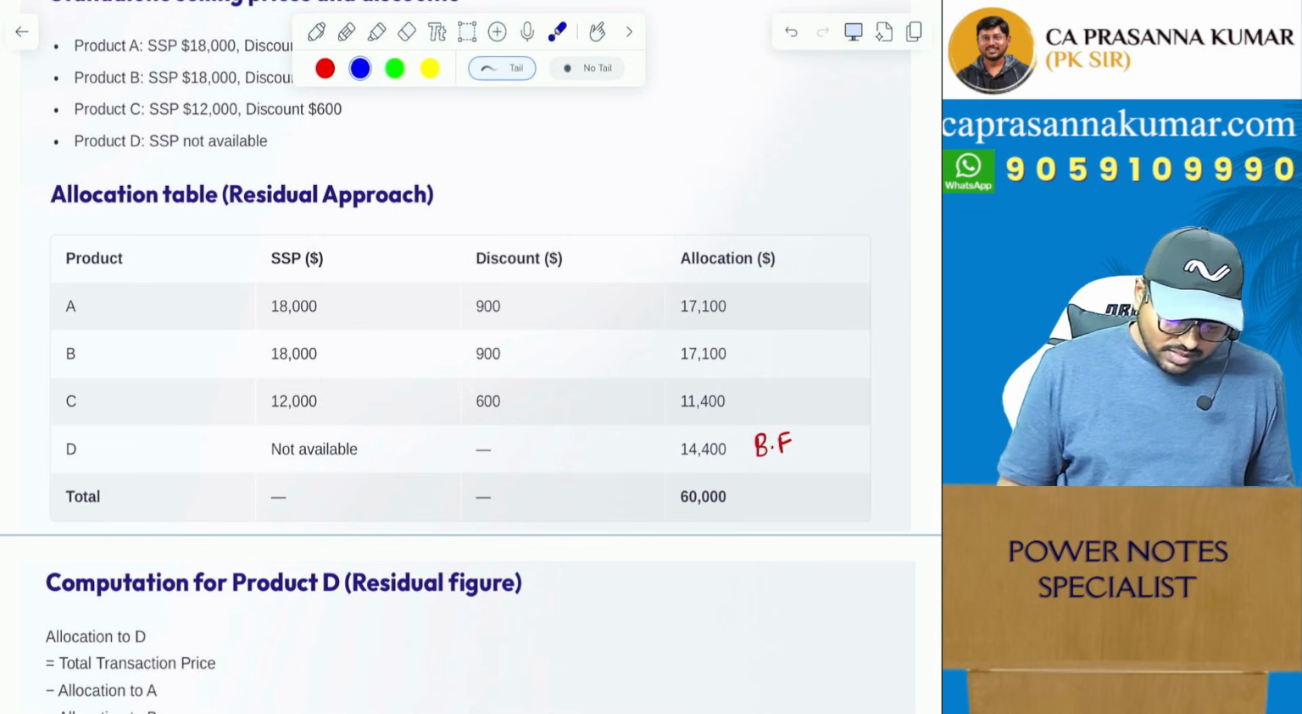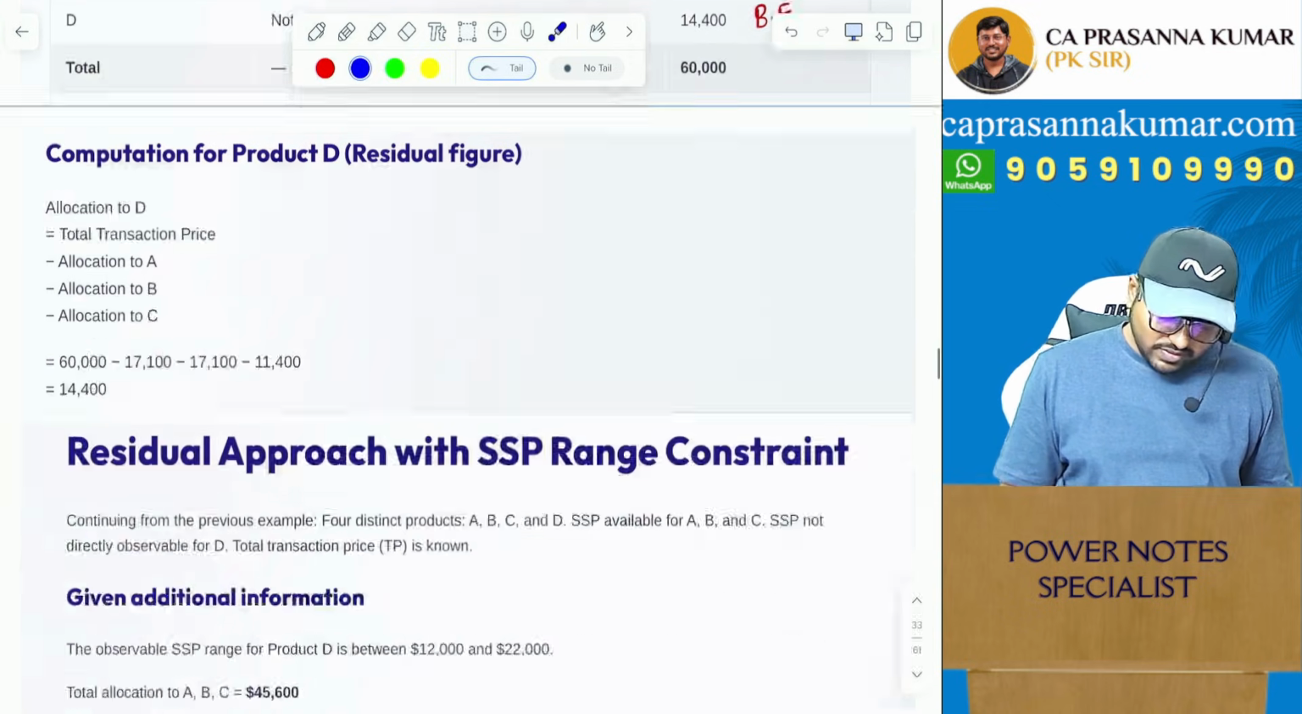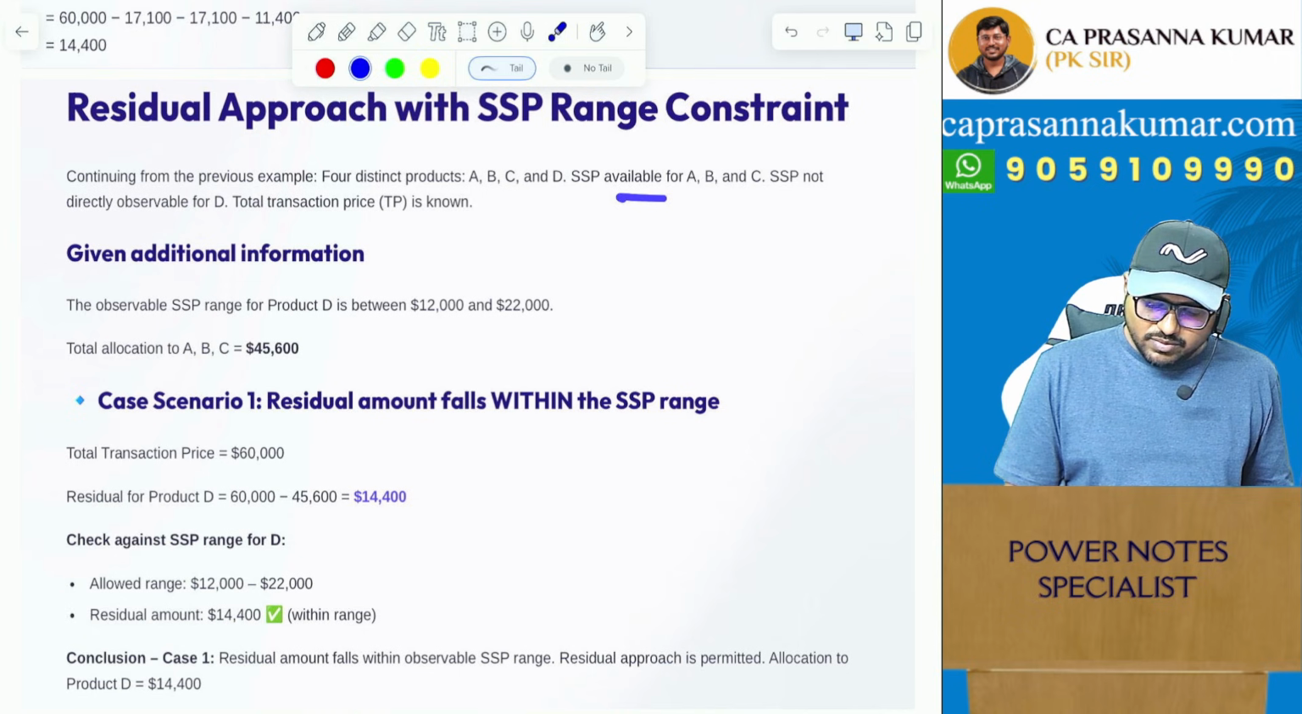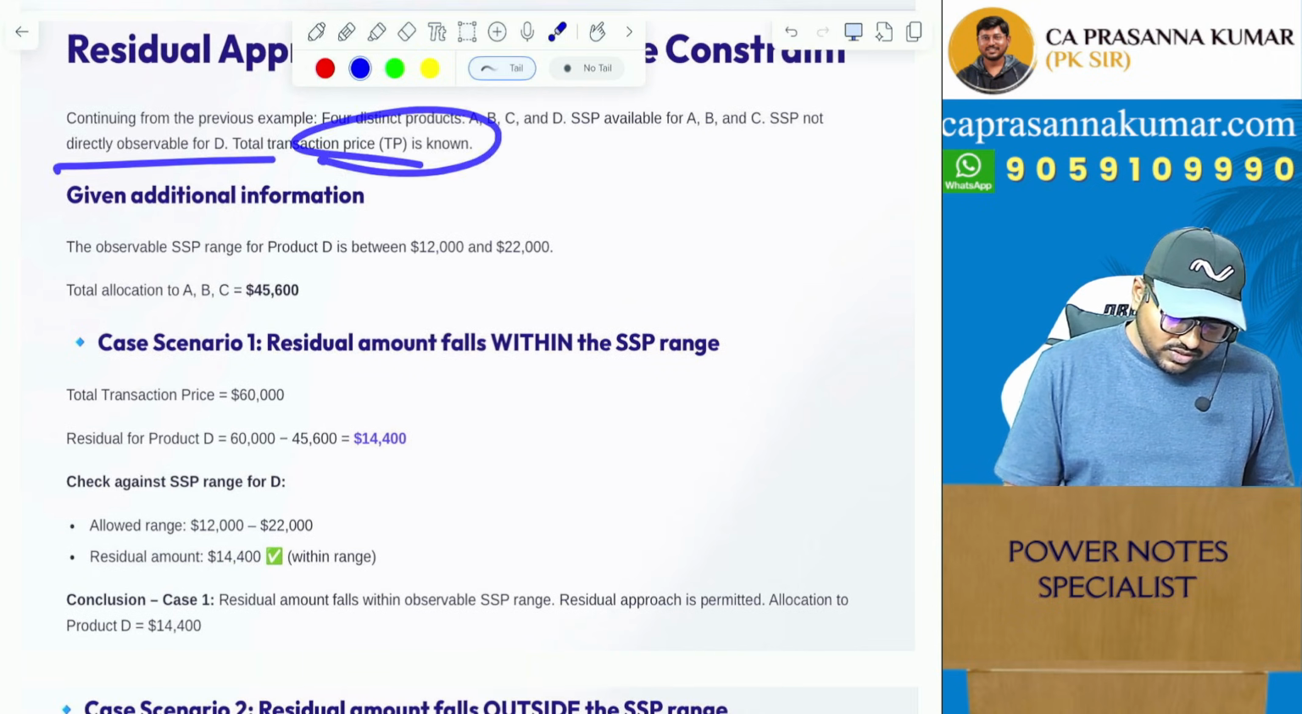Okay. Sometimes for D, a range will be given. Look at this example. Continuing from the previous example, you have 4 distinct products A, B, C and D. SSP available for A, B and C. SSP not available for D. Same stuff. Total transaction price is given. How much is that?